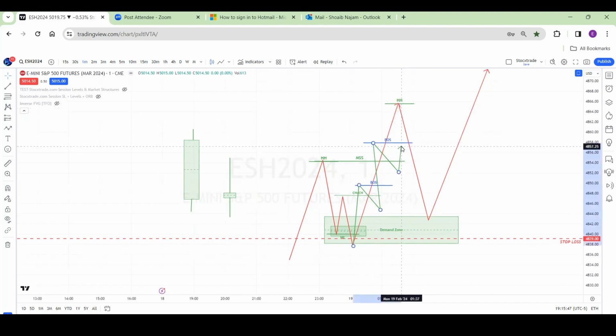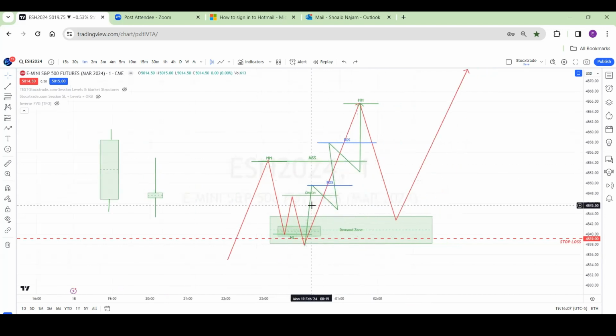Suppose the candle closes here, and after that the candle comes down. There is no break of structure, so we will remove it. We need to wait for the break of structure, change of character. This is market shift. What is the difference between market shift and change of character? The change of character is basically the first reversal point, the first reversal area.